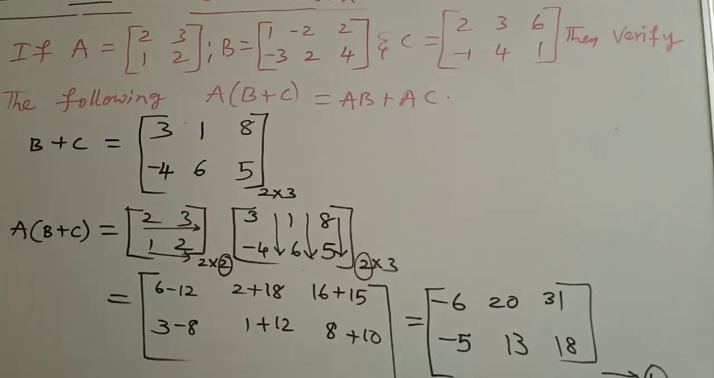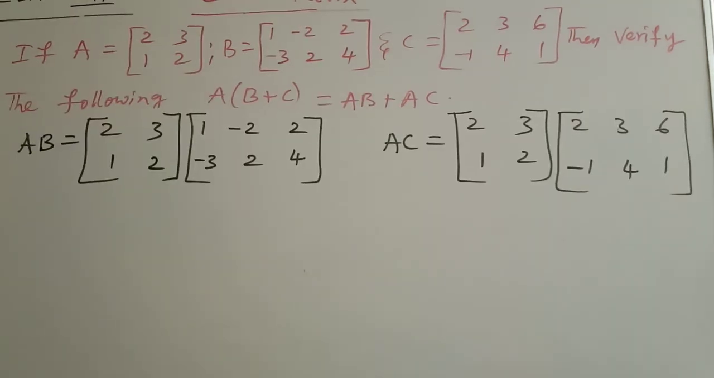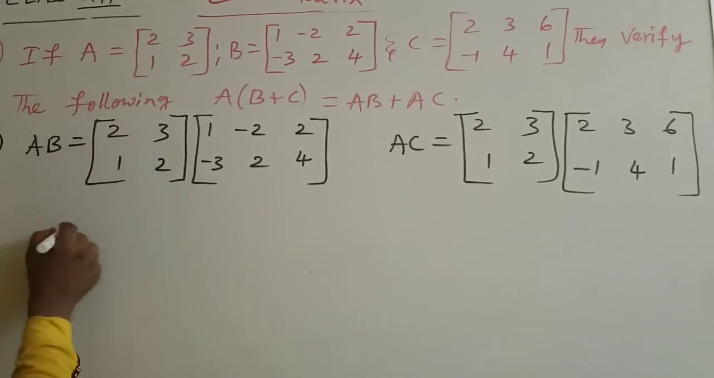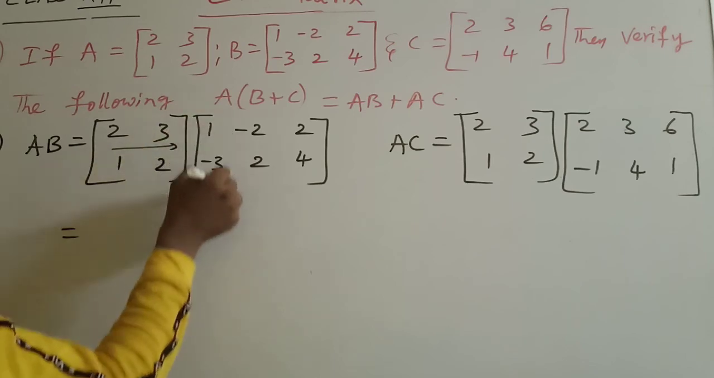So now let's move on to the RHS, that is AB plus AC, so that you can understand clearly what we need to do now. Okay. So let's move on to the second part of that. Right now we'll multiply AB and AC. So first you want to multiply AB. So first row and first column.